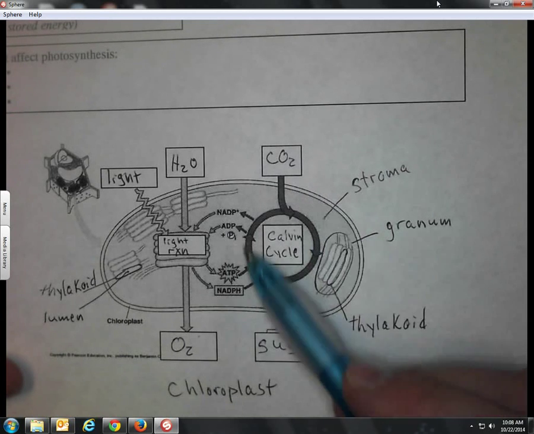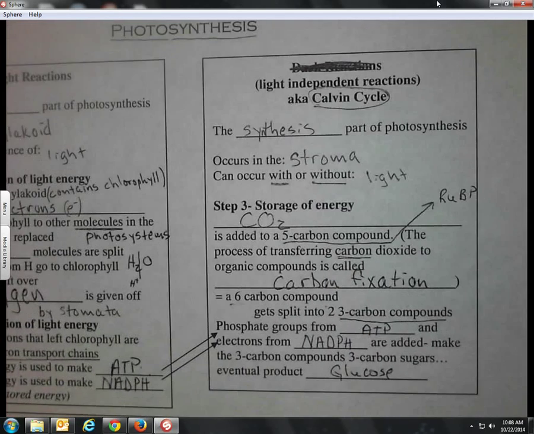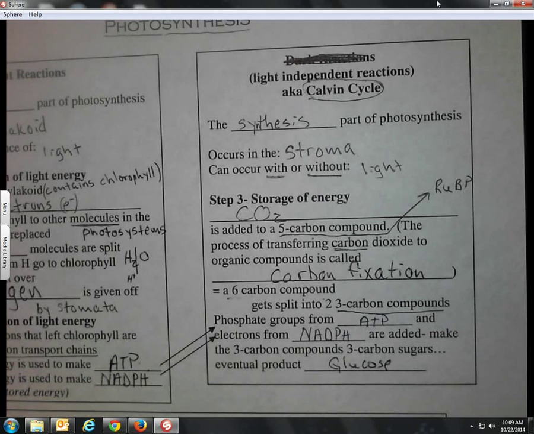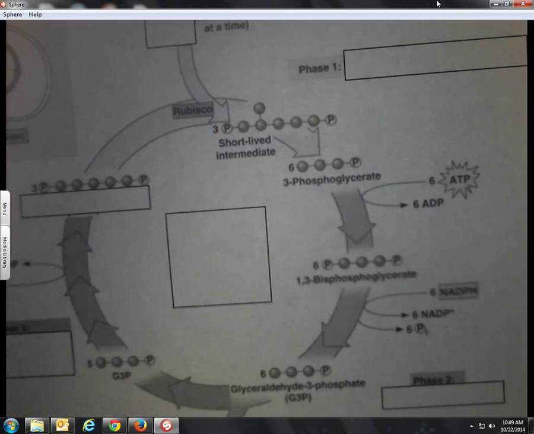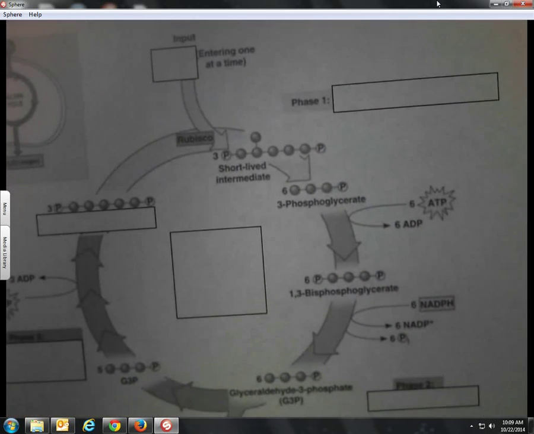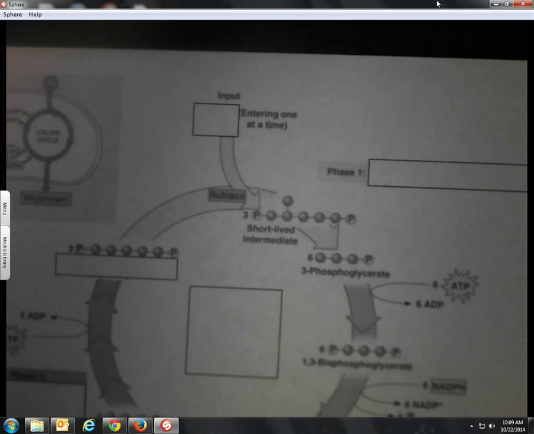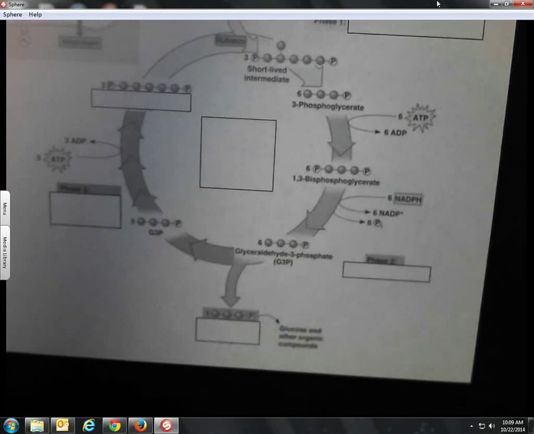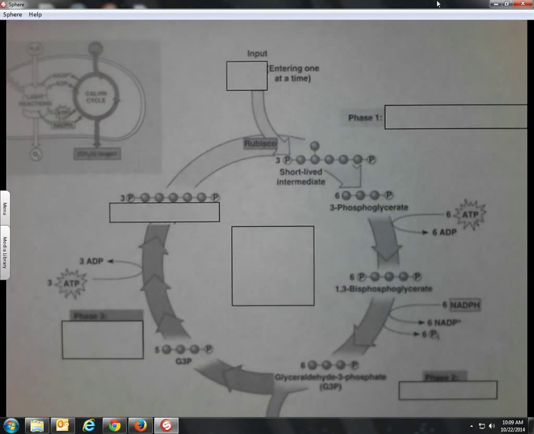Alright, so let's get in a little bit more detail about this carbon dioxide, or this Calvin cycle. You have this sheet, and if you don't, you need to get it. Let me zoom out a little bit. Alright. This is a pictorial representation of the Calvin cycle, so it's of this part right here.